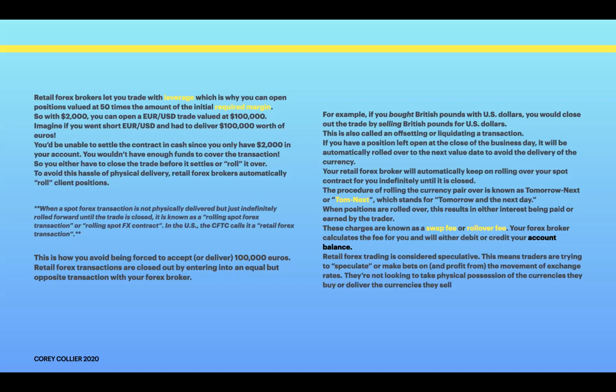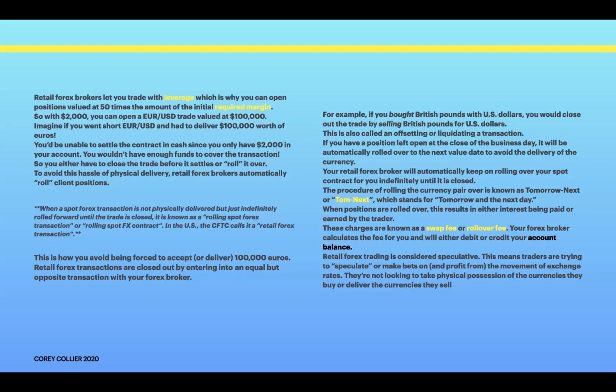All right. This is how you avoid being forced to accept or deliver 100,000 euros. The retail Forex transactions are closed out by entering into an equal but opposite transaction with your broker. For example, if you bought the British pounds with United States dollars, you would close out the trade by selling pounds for the United States dollars, okay? This is also called offsetting or liquidating a transaction. If you have a position left open at the close of the business day, it will automatically be rolled over to the next value date to avoid the delivery of the currency.